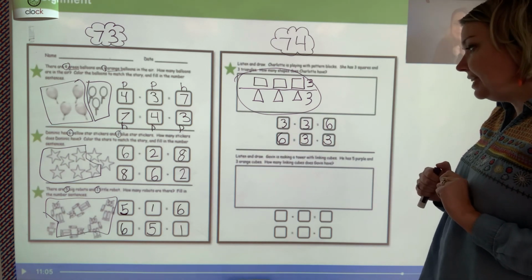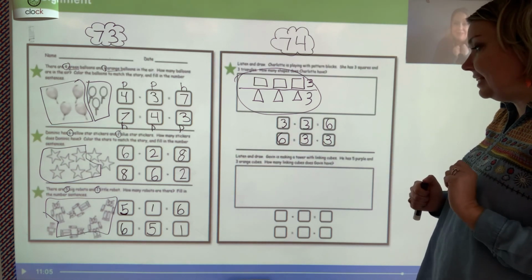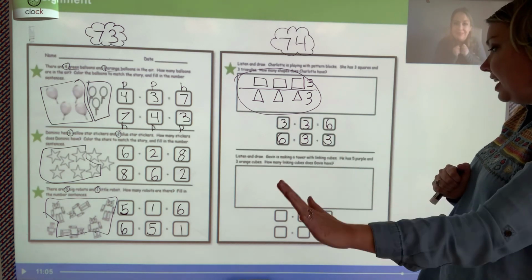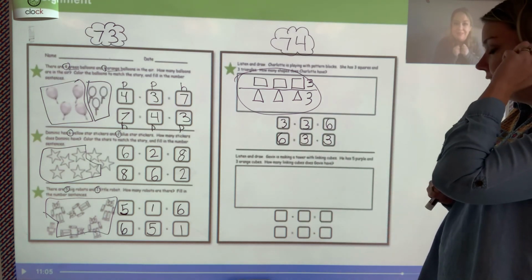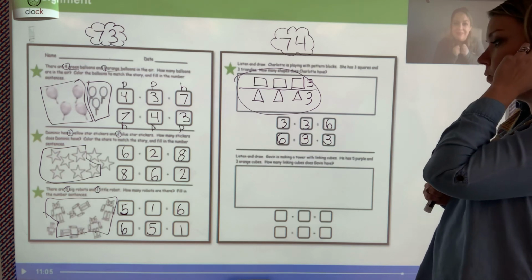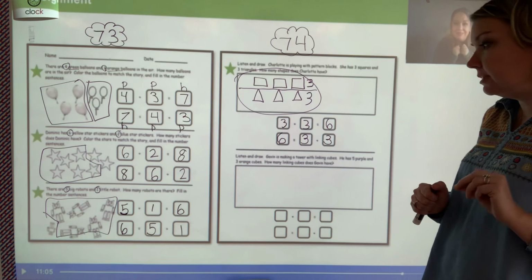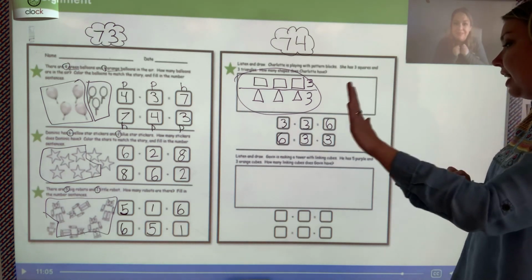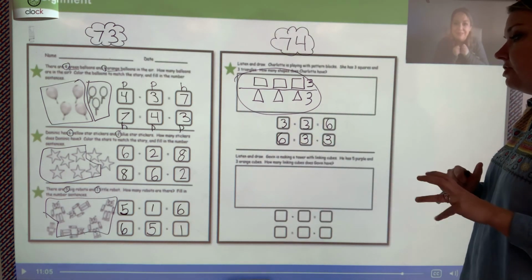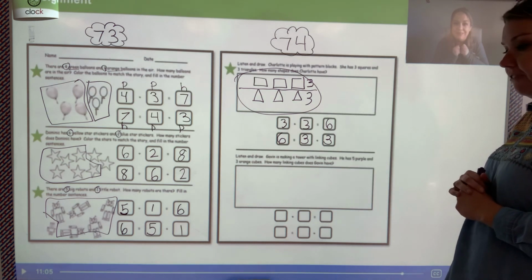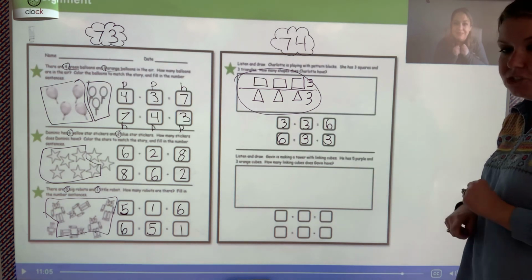Gavin is making a tower with linking cubes. He has 5 purple and 3 orange. Now, you don't need those colors. Just draw squares. He has 5 purple and 3 orange. How many cubes does Gavin have? And solve.